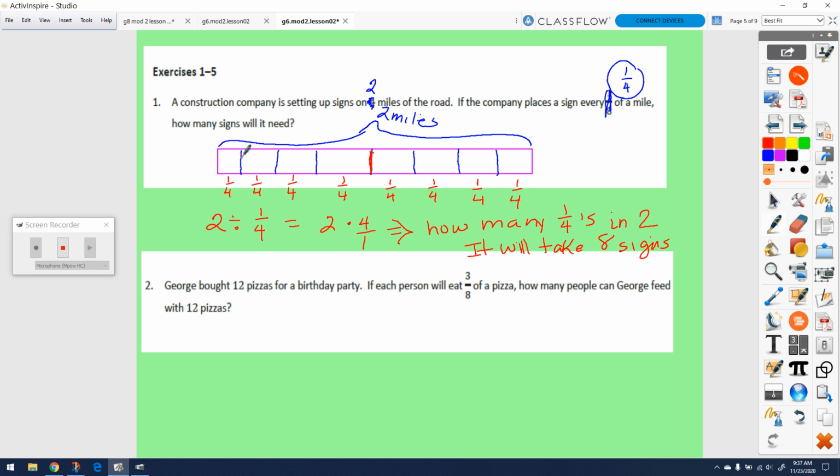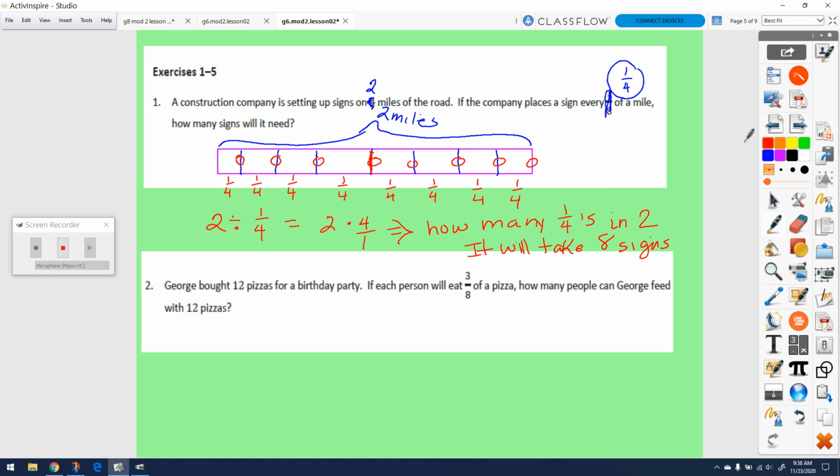So essentially you put a sign here, here, here. There's our 4, 5, 6, 7, 8. 8 signs. All right, let's look at number 2. Number 2 says, George bought 4 submarine sandwiches at a birthday party. If each person will eat 2/3 of a sandwich, how many people can George feed?